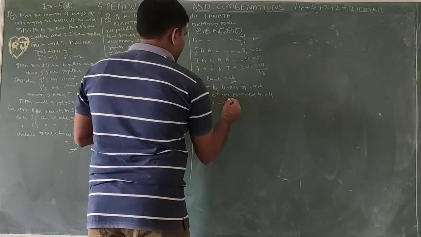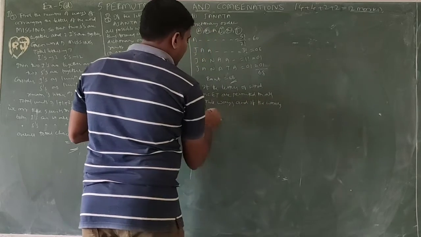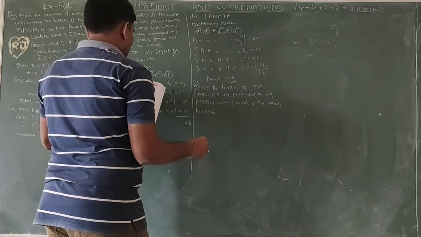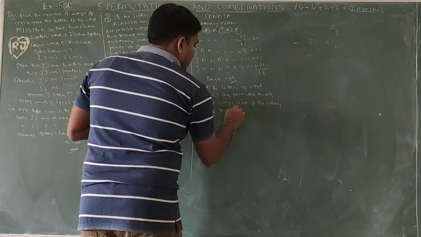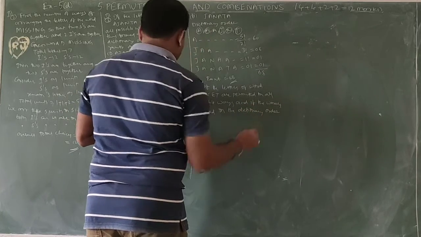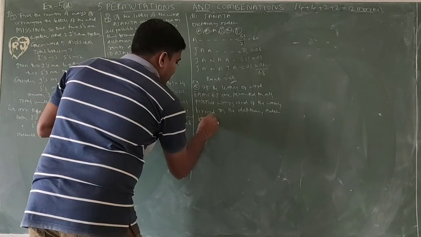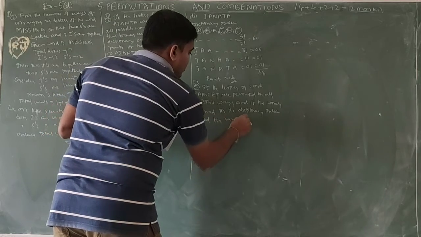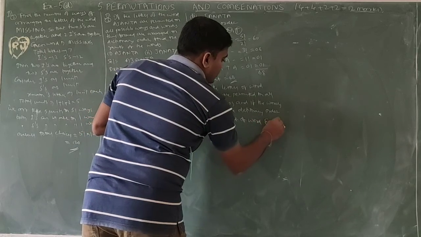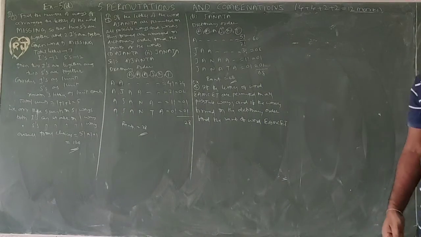and if the words formed in the dictionary order, find the rank of the word M set. So we need to find out the rank of the word M set. Okay, next.